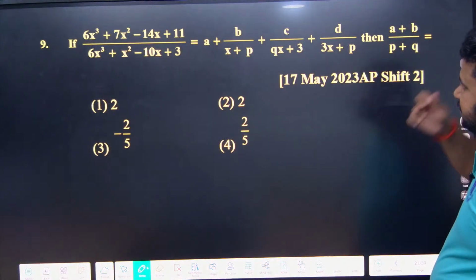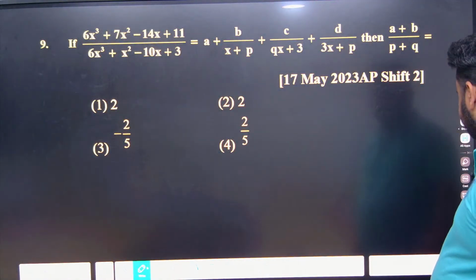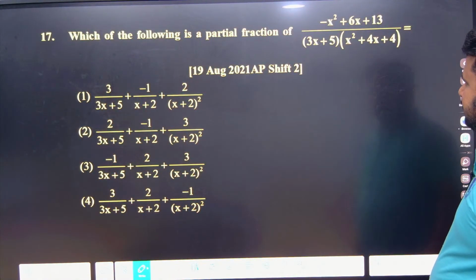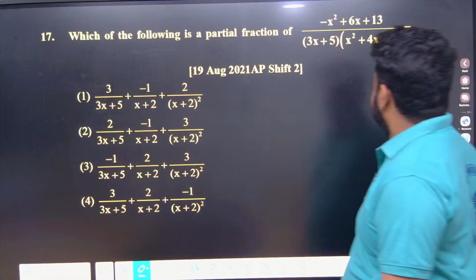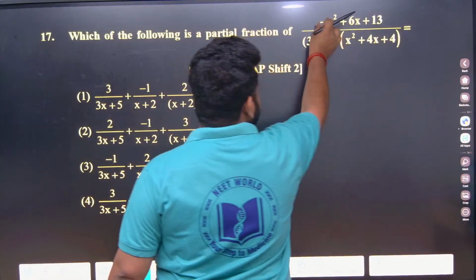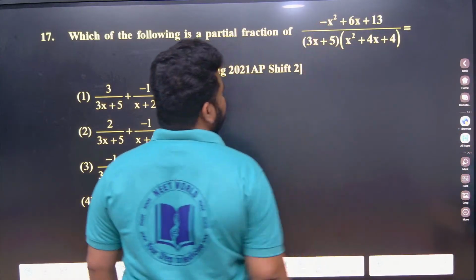See, the degree is same, that means this is improper. Okay, mainly they are asking about proper itself. Look at this question they have given. Here the degree is 2, here the degree is 3, that means this is proper only.